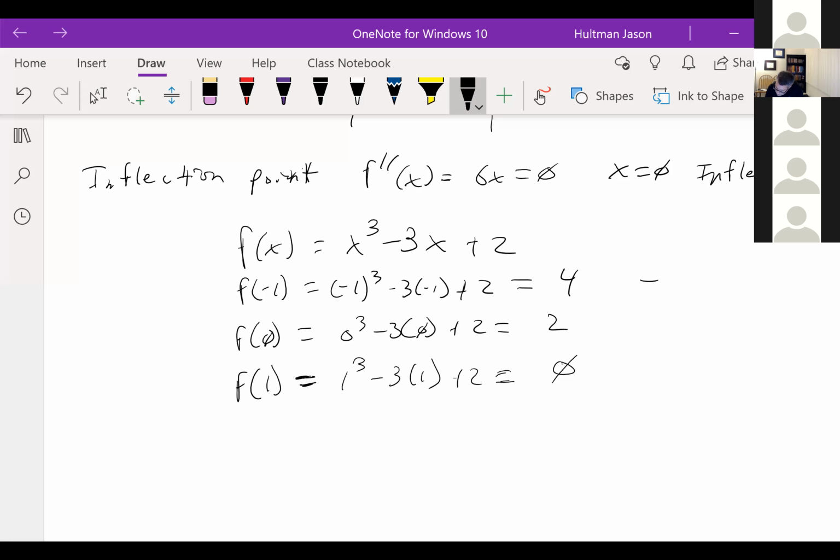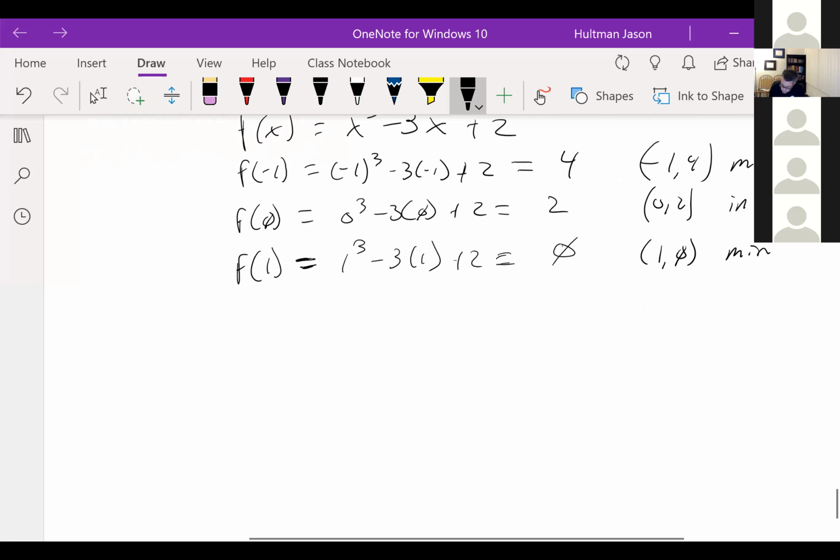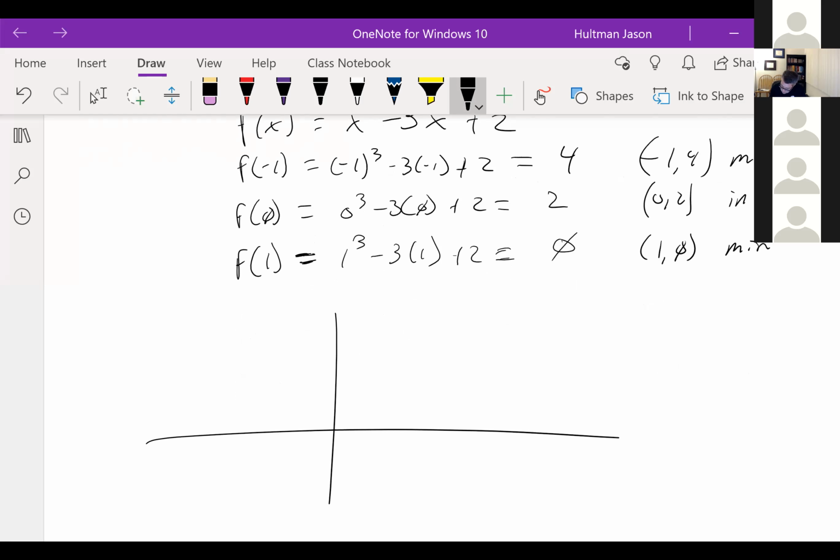So I'm at the point -1, 4. This is my maximum. At the point 0, 2, this is my inflection point. And at 1, 0, this is my minimum value. Okay, so let's get to graphing this thing.